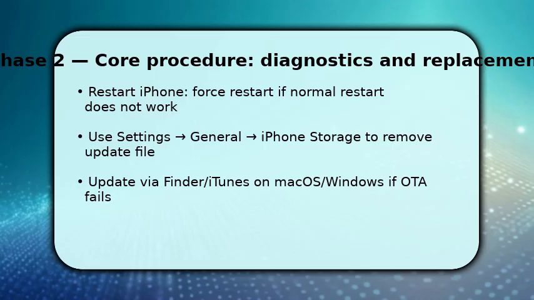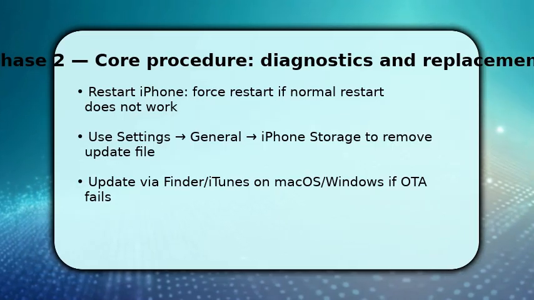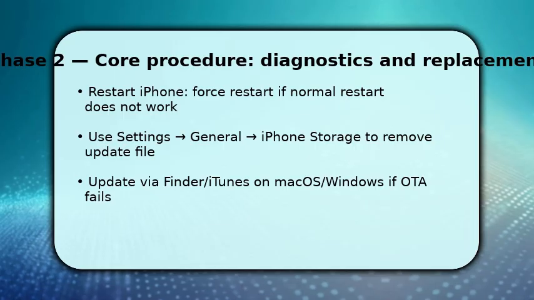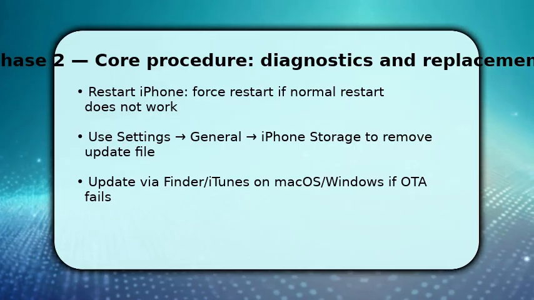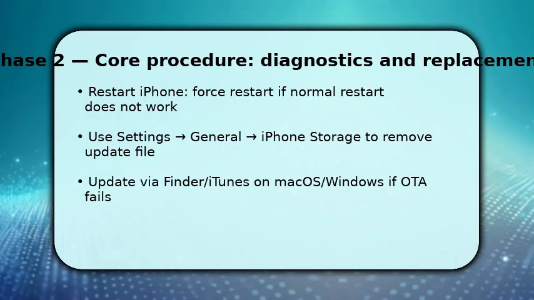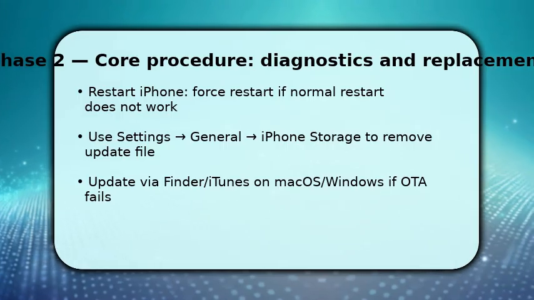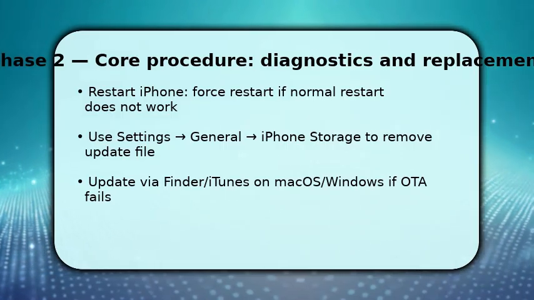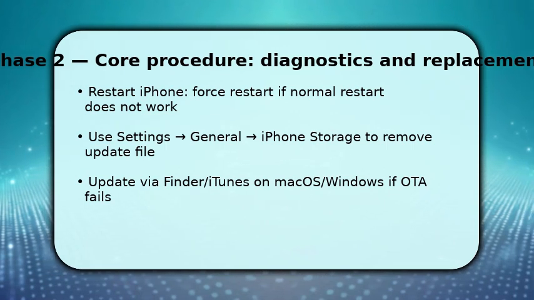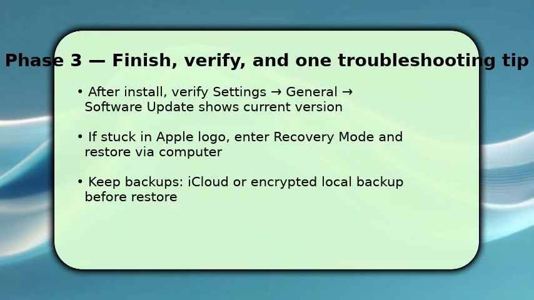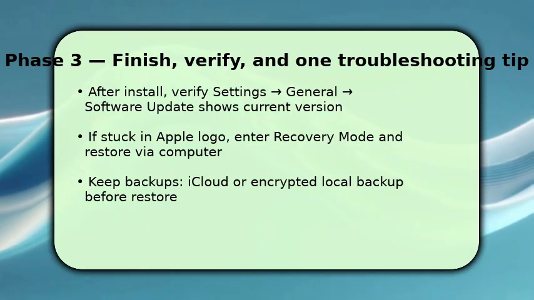When over-the-air attempts fail, connect to a computer and use Finder or iTunes to update. This bypasses OTA issues and uses a verified image, which fixes corruption and dependency problems that block installation. Once the install completes, verify the new iOS version in Settings and make sure apps launch normally.